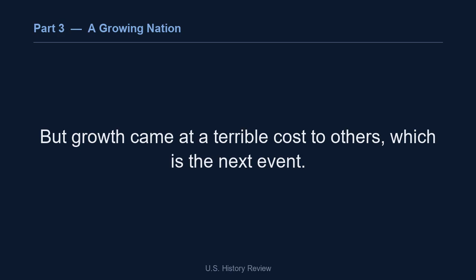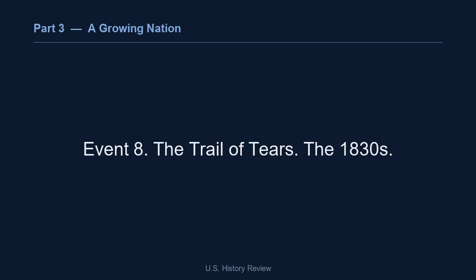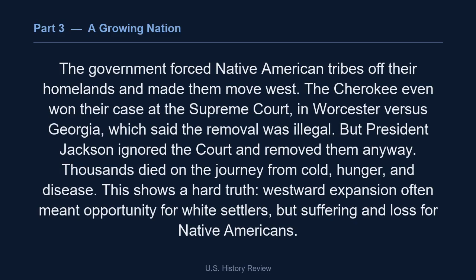But growth came at a terrible cost to others, which is the next event. Event 8. The Trail of Tears. The 1830s. The government forced Native American tribes off their homelands and made them move west. The Cherokee even won their case at the Supreme Court in Worcester versus Georgia, which said the removal was illegal. But President Jackson ignored the court and removed them anyway. Thousands died on the journey from cold, hunger, and disease. This shows a hard truth. Westward expansion often meant opportunity for white settlers, but suffering and loss for Native Americans.